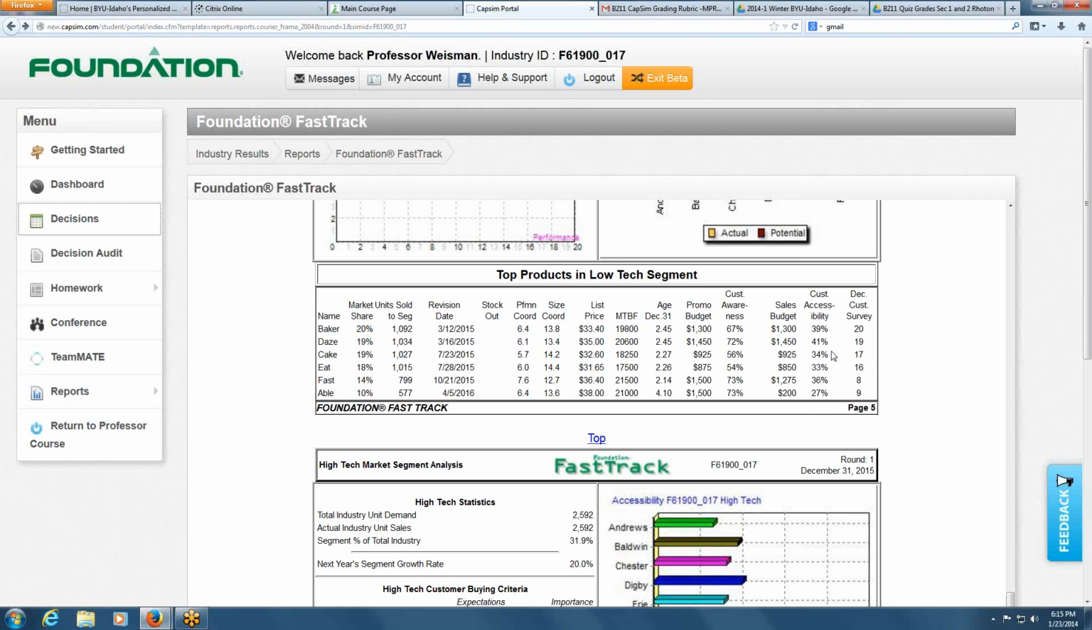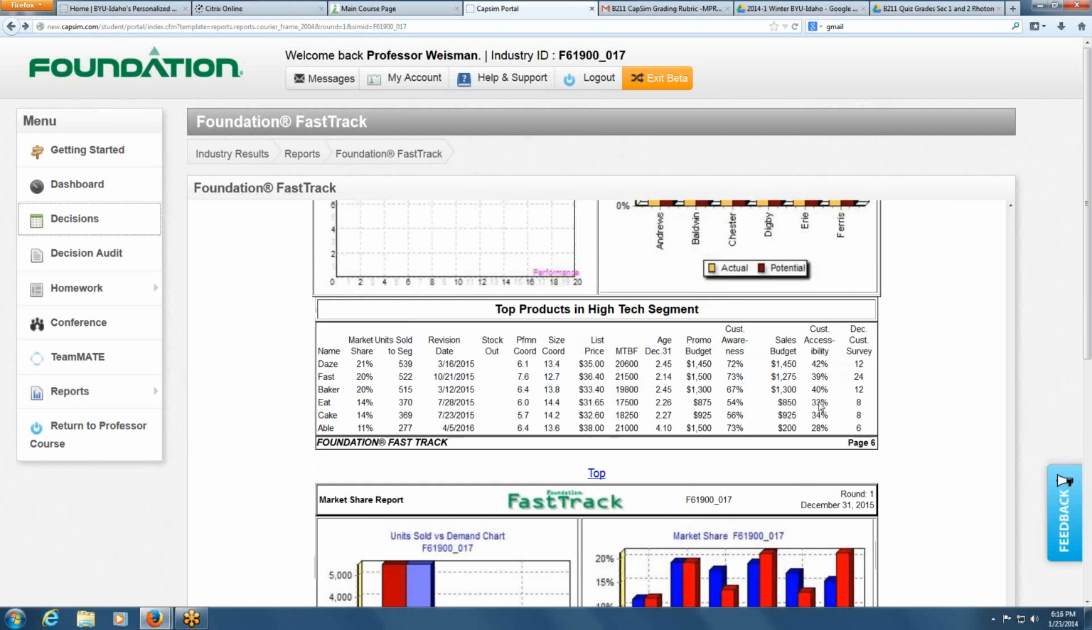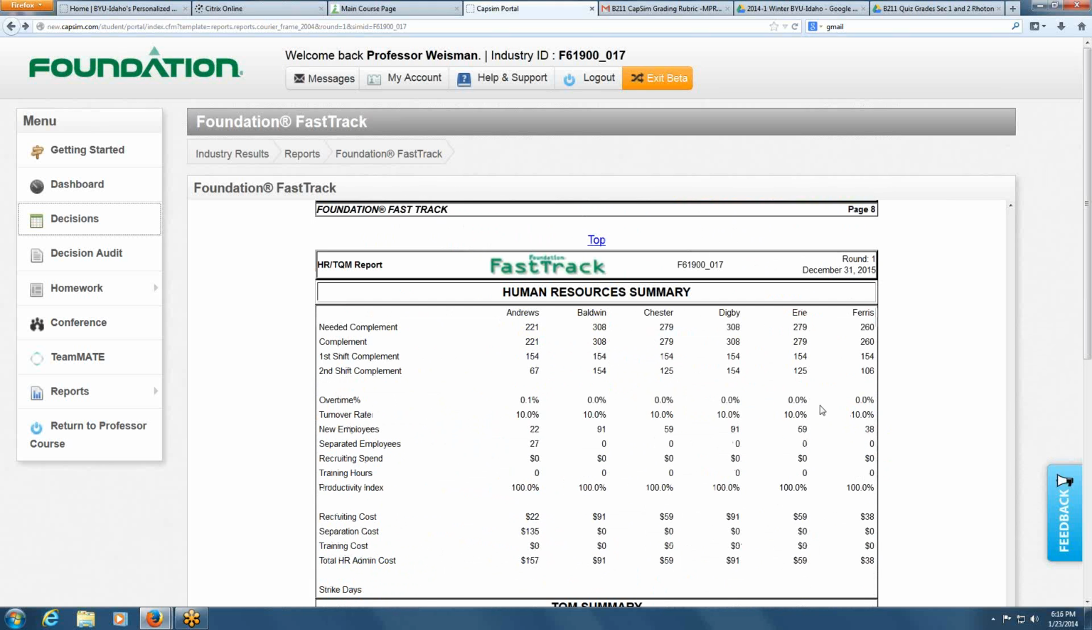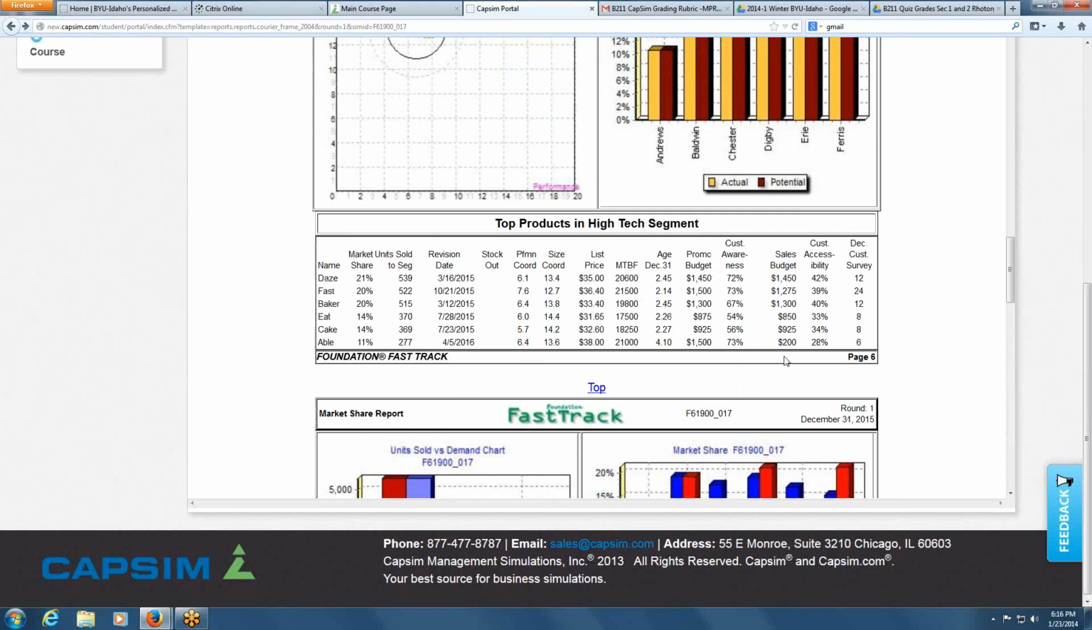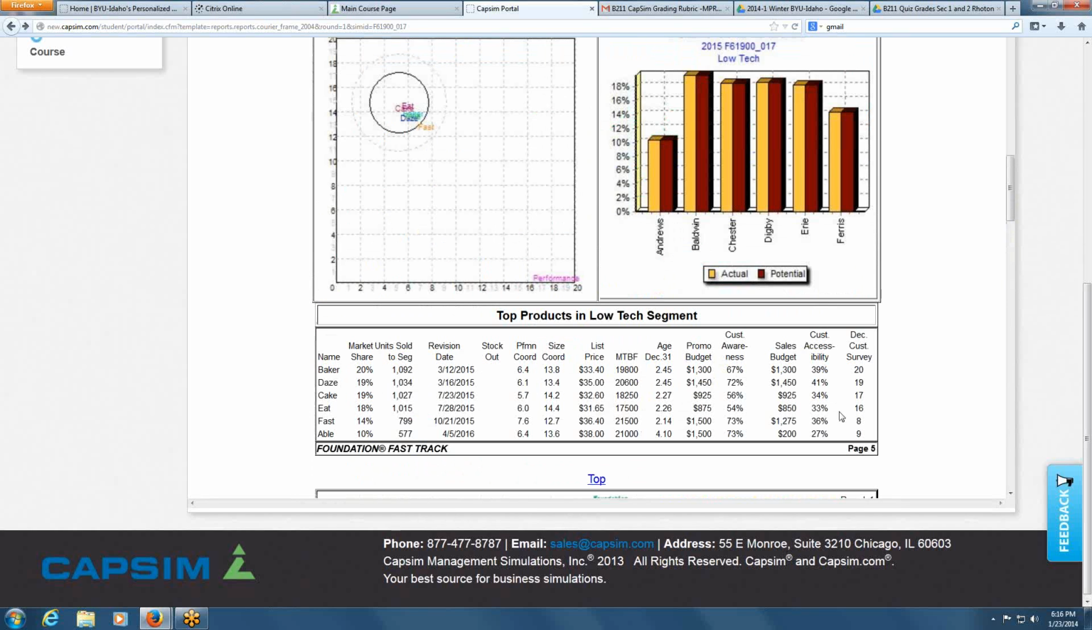But 27% accessibility is not good at all. That means that they didn't invest in their promo budget. It says that they only had 28% accessibility in the high-tech market and 27% accessibility in the low-tech market. And their awareness was fine, better than most, but their accessibility wasn't good, so people knew about their product, but they couldn't find it. And that's a huge thing.